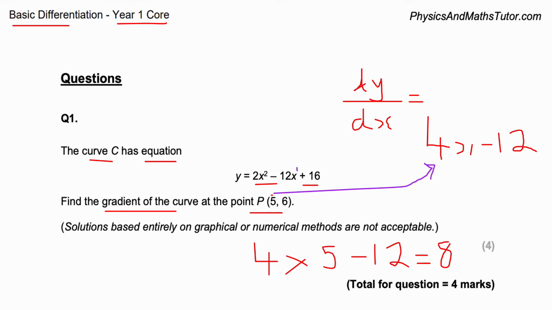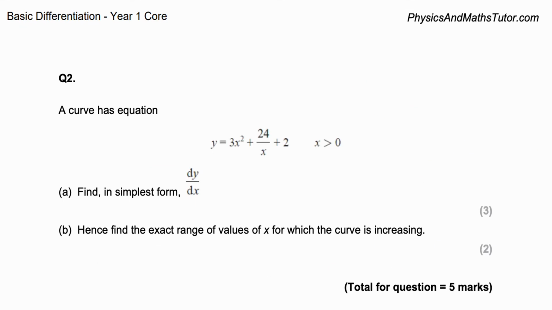So the gradient at point P is equal to 8. So I'm going to put letter M here, M is equal to 8, guys, for that one.